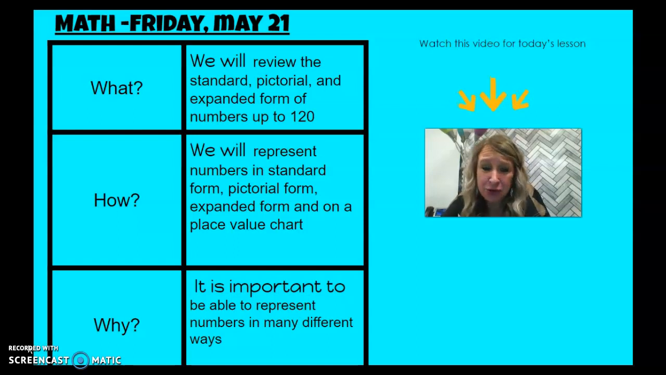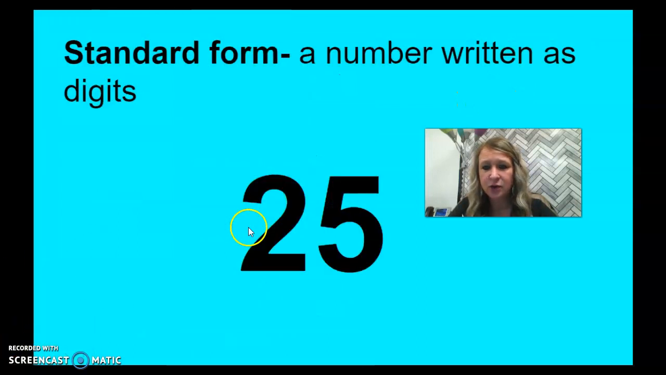Today we will review standard, pictorial, and expanded form of numbers up to 120. How will we do this? We will represent numbers in standard form, pictorial form, and expanded form on a place value chart. Why are we doing this? Because it's important to be able to represent numbers in many different ways. Let's review our vocabulary.